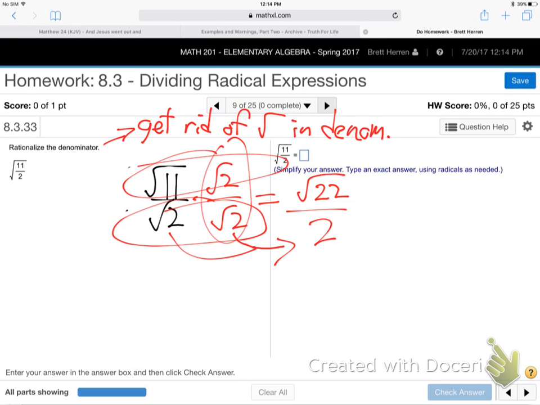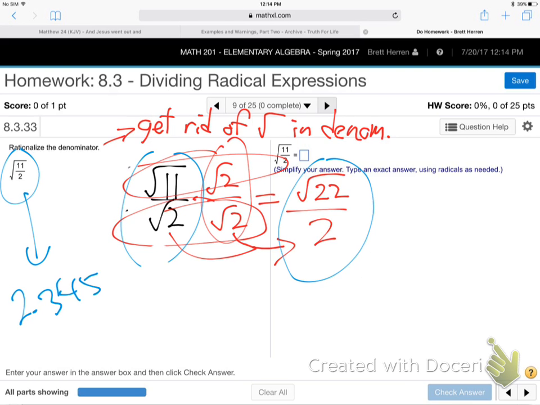You guys have a calculator? Oh, well, let's go back to the first. What is the root of 11 over 2? The original one was this, root of 11 halves. Let's go back to that one. What's the root of 11 halves? Somebody have that? Should be 2 point something. 2.345, blah, blah, blah, goes on forever, huh?